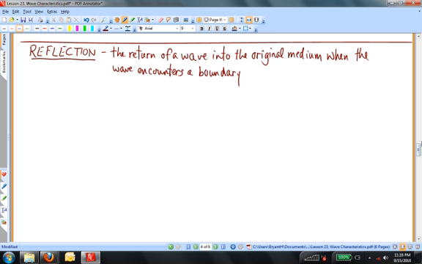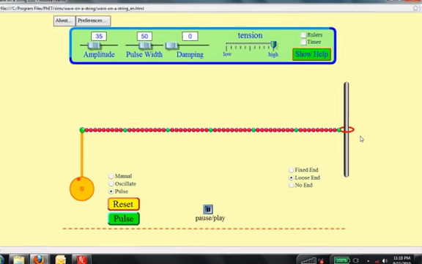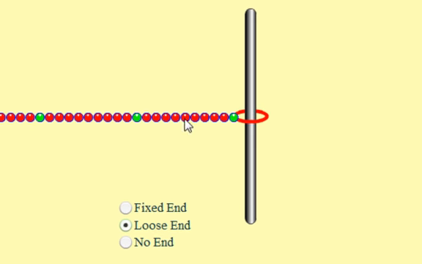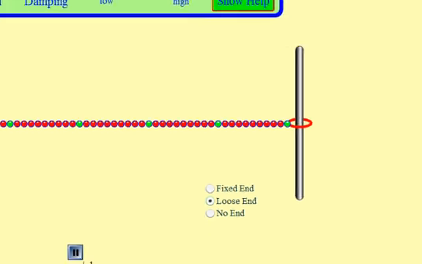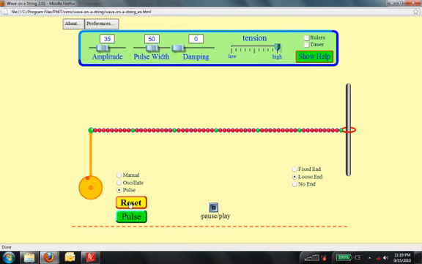So we're going to return to this simulation. We have over here on this side our string attached to a sliding bar. There's a ring that's along here, and we're going to call that a loose end. I'm going to send a pulse down. That's going to be a crest that goes down.